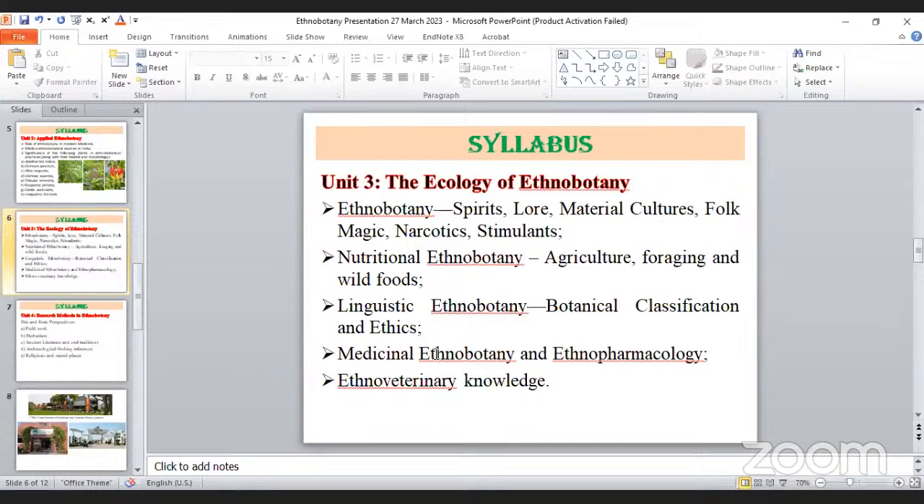We'll talk about medical ethnobotany, where we will study the Indian medicinal plants and their traditional uses. We'll also talk about ethnopharmacology, where we will do the scientific study of materials used by ethnic and cultural groups as medicines. Then we'll talk about ethno-veterinary knowledge, meaning how the tribal people are using the plants for the welfare of the animals and for taking care of the animals' health. So this unit will talk about all these aspects.